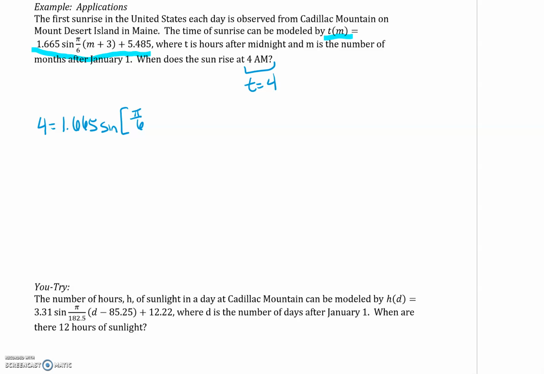So we want to work with it. This is saying take pi over 6 times m plus 3, and that entire quantity is what we're going to do sine to. And then we're going to add 5.485 to the end there. So we want to solve this.